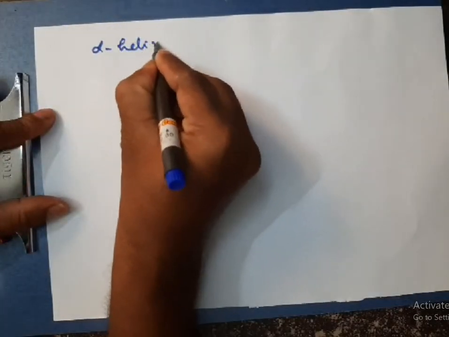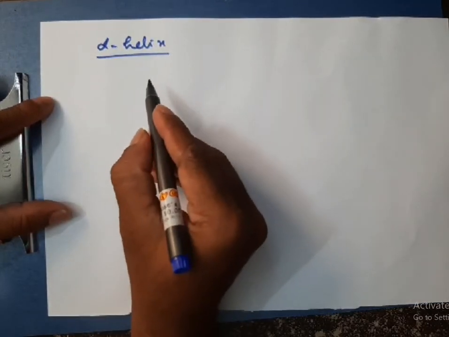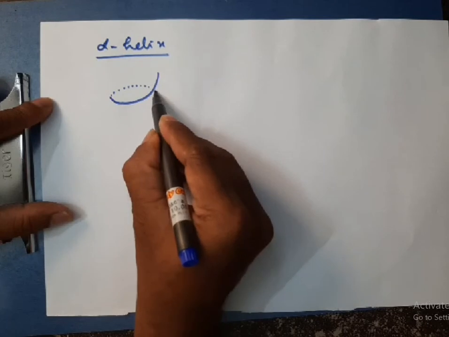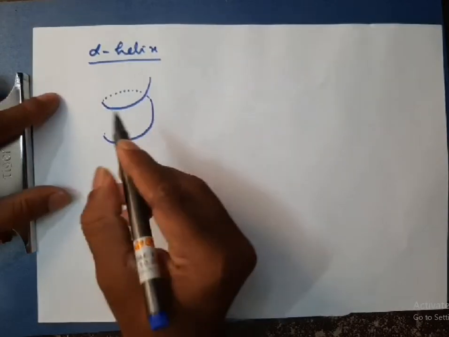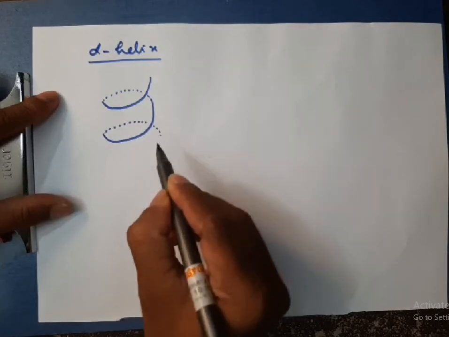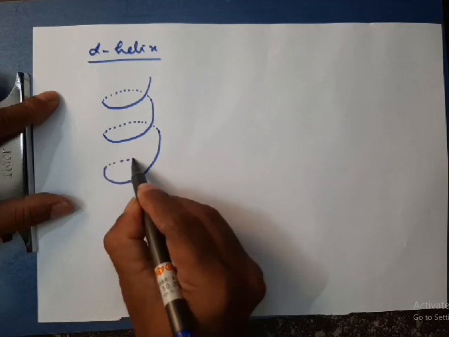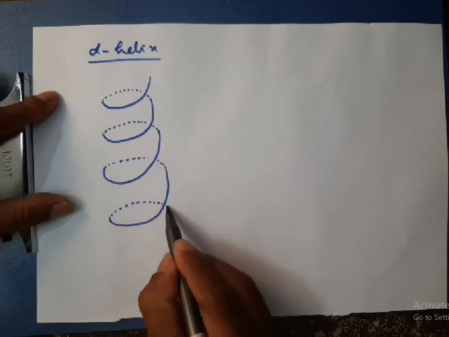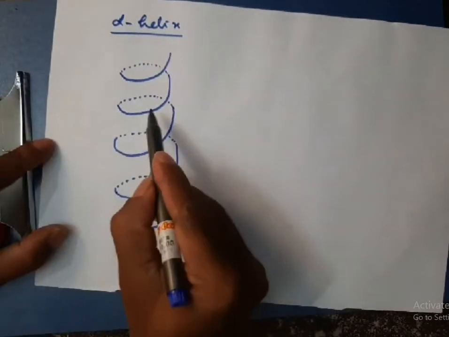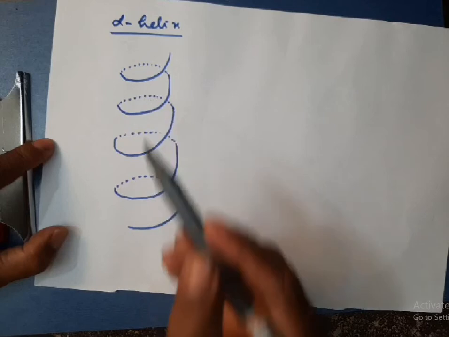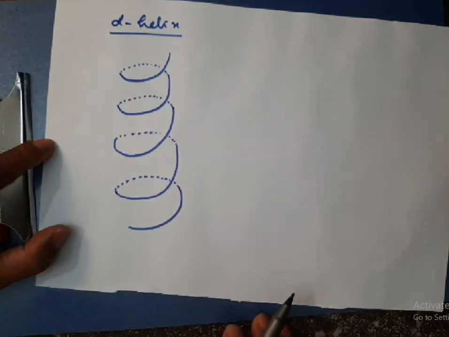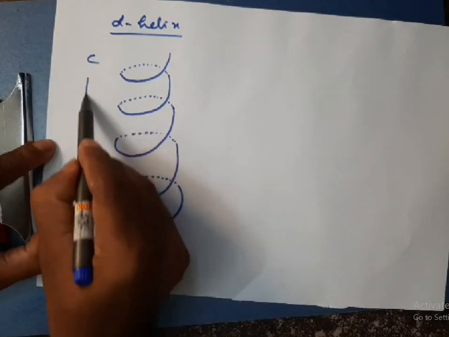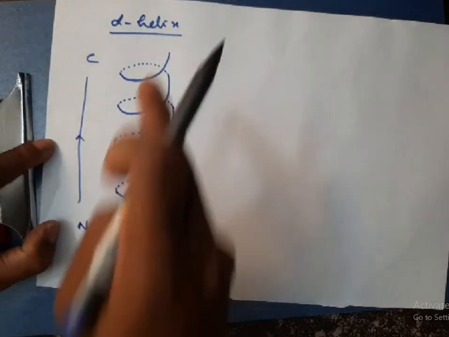Alpha helix. Right, this is how the right-handed helix will look. This is a protein structure. This is the front side, and this is the back side of the protein. Just imagine that. Students, observe carefully. This is the N terminal and this is the C terminal. You should be able to draw this. This end is N terminal. That end is C terminal.